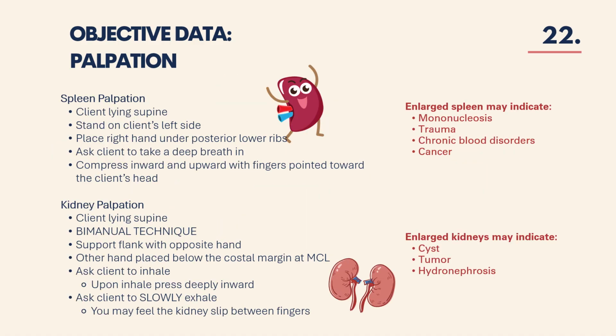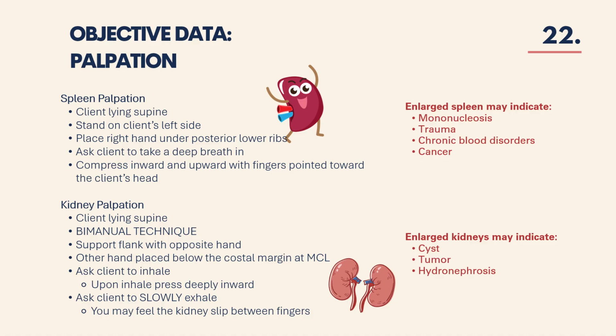So then we do our spleen. So we palpate that spleen. Again, we have them lying supine. We will stand on the left side of them, just because that is where your spleen is. You'll place your right hand under the posterior lower ribs, and then you'll have the patient take a deep breath in. You will then utilize your other hand. So your left hand, you'll compress inward and up with the fingers pointed toward the client's head, and you'll see if you can palpate that spleen. An enlarged spleen may indicate mononucleosis, or mono. Is there a trauma to that spleen?